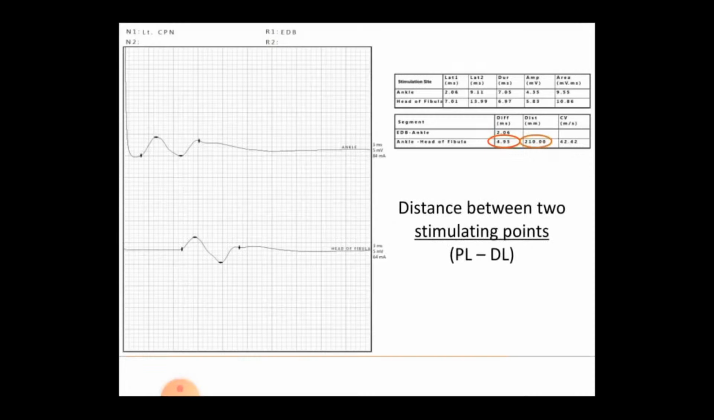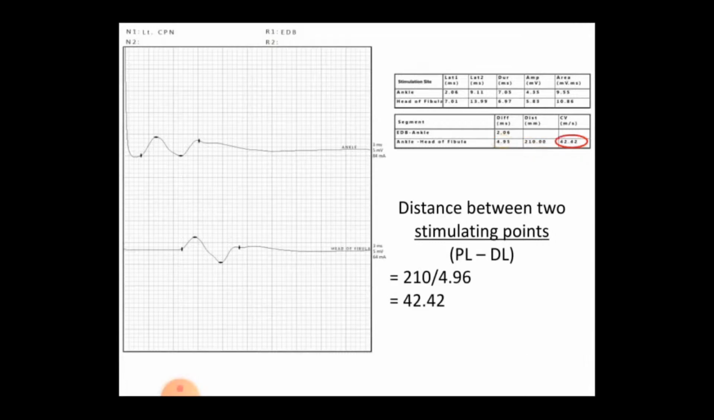Now we have the formula for calculation of motor nerve conduction velocity. It is the distance between two stimulating points divided by proximal latency minus distal latency. Let us put the values. So it is 210 divided by 4.95, which is about 96.